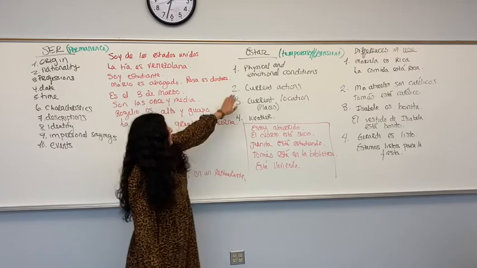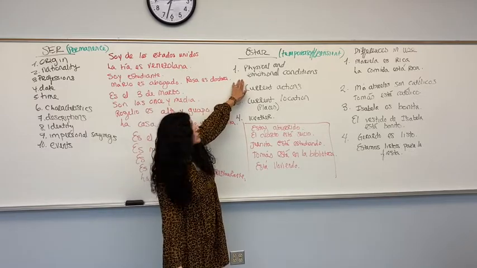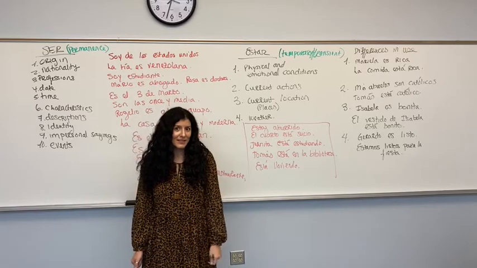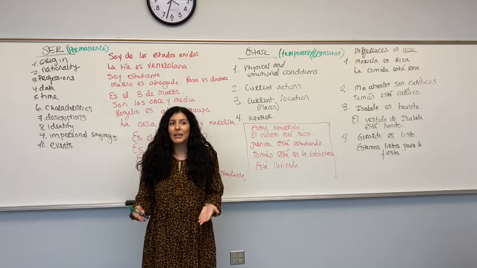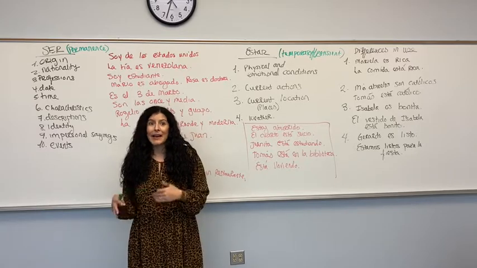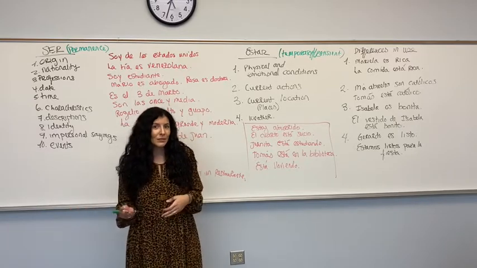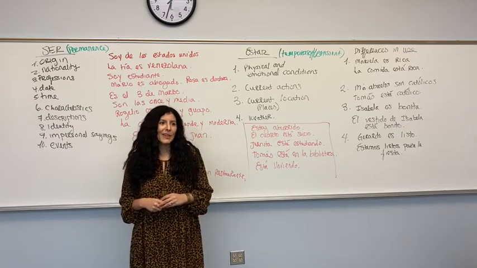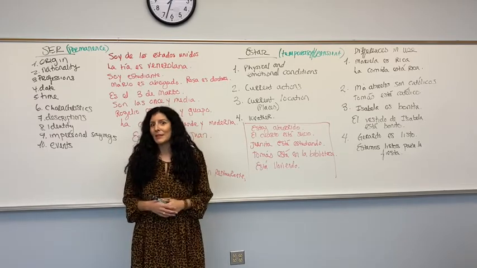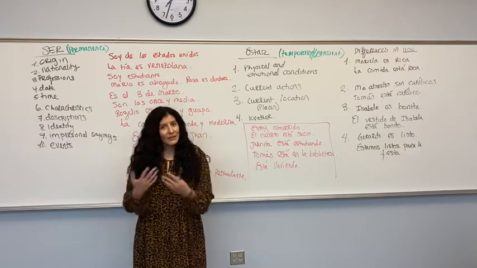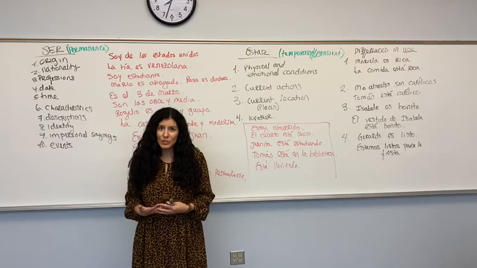For example, physical and emotional conditions. So your mood is something that is going to constantly be changing. If you're happy, it doesn't guarantee that you're going to be happy in a little while. Maybe you get a bad test back and then you're really sad. Maybe somebody dies. Maybe you have a sprained ankle. All of these things can lead to temporary emotions.